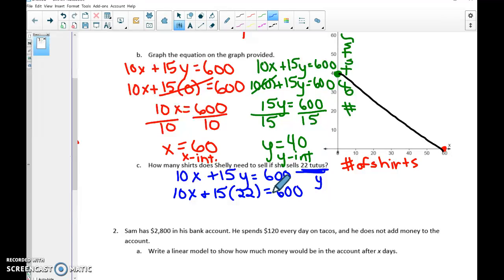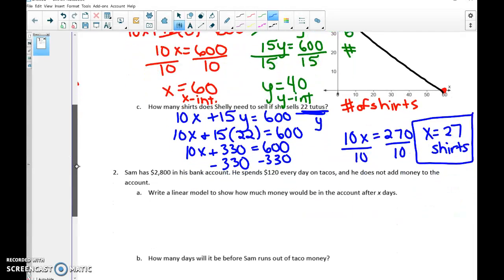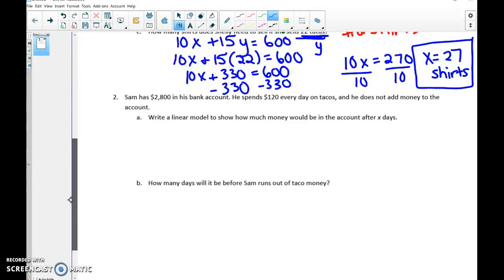All right, so 15 times 22 means they made $330 just from the tutus. Let's get that moved over to the other side. Figure out what we need for shirts. So 600 minus 330 leaves us with 270. If I divide both sides by 10, that tells me that X is equal to 27 shirts. Please make sure to label. This is a word problem. We need to know 27 what? So 27 shirts is the answer for that one.